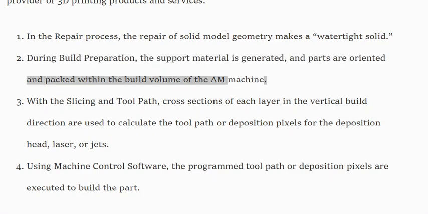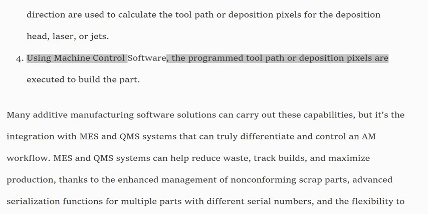AM machine. With the slicing and tool path, cross-sections of each layer in the vertical build direction are used to calculate the tool path or deposition pixels for the deposition head, laser, or jets. Using machine control software, the programmed tool path or deposition pixels are executed to build the part.